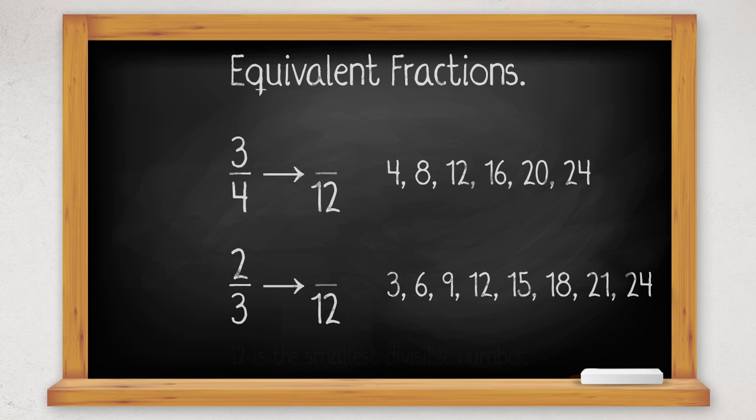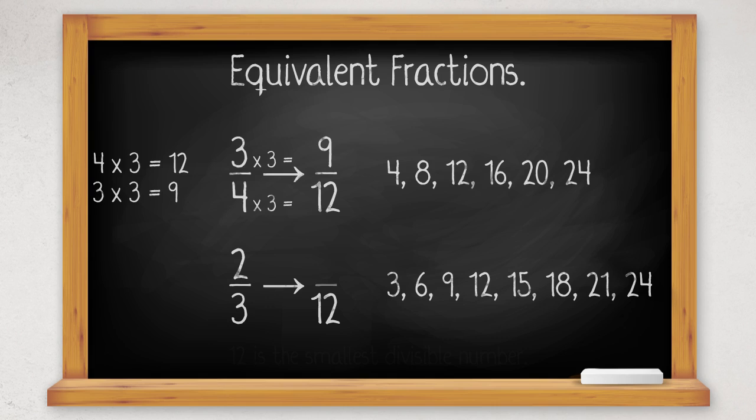So what do I multiply 4 by to get 12? 4 3s make 12. So I'll multiply the 4 by 3. This means I must multiply the top number by 3. 3 times 3 equals 9, so 9 is the numerator.